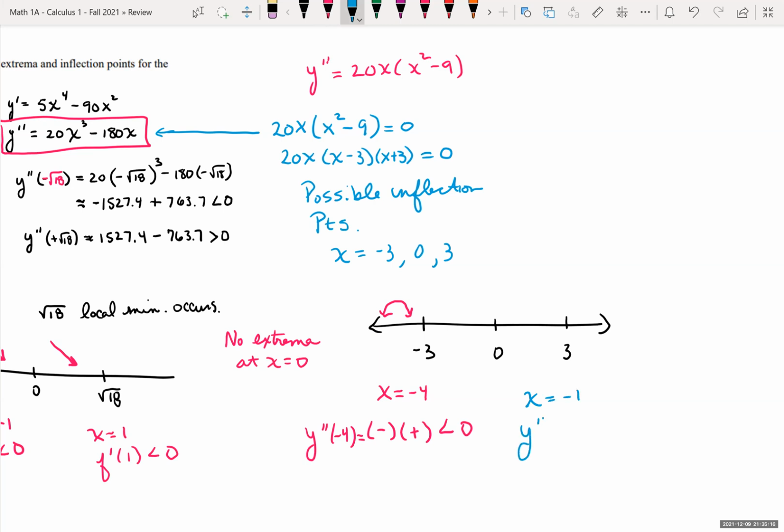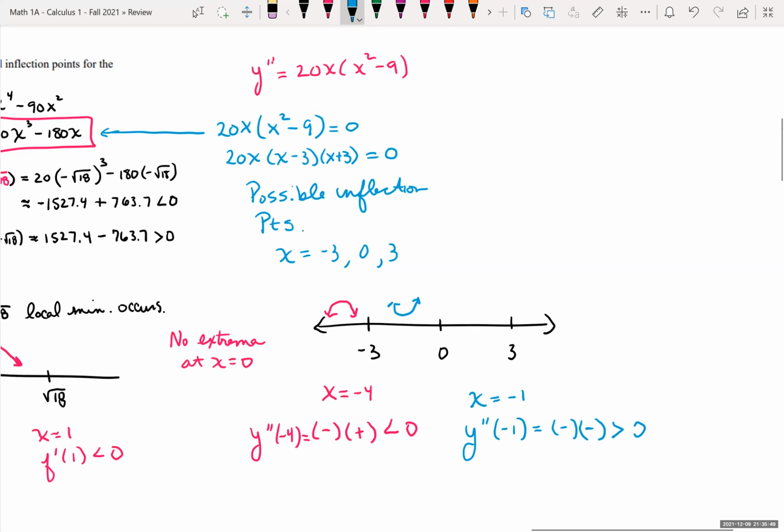If we plug that into the second derivative, well, -1 times 20, that's a negative number, all times -1 squared is 1, and 1 minus 9 is also negative. So this is less than 0. I'm sorry, that's not less than 0, it's greater than 0. And this is concave up. And so because it's changing concavity at x equals -3, -3 is where an inflection point would occur.